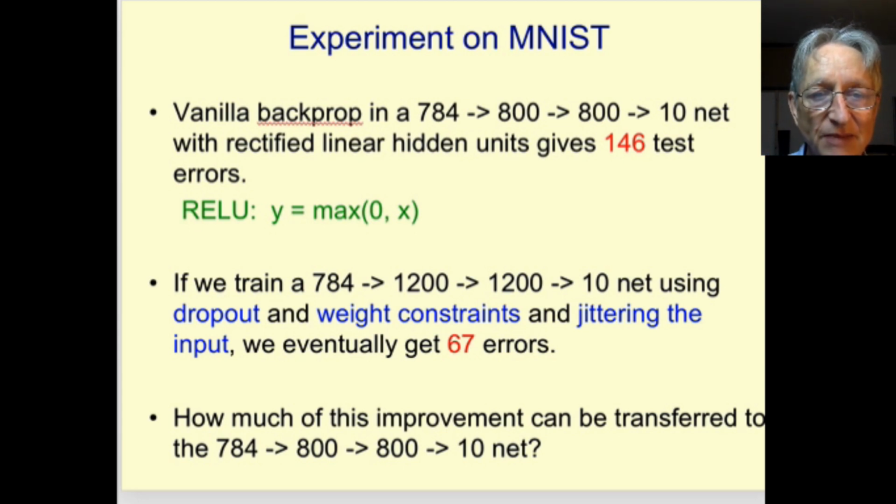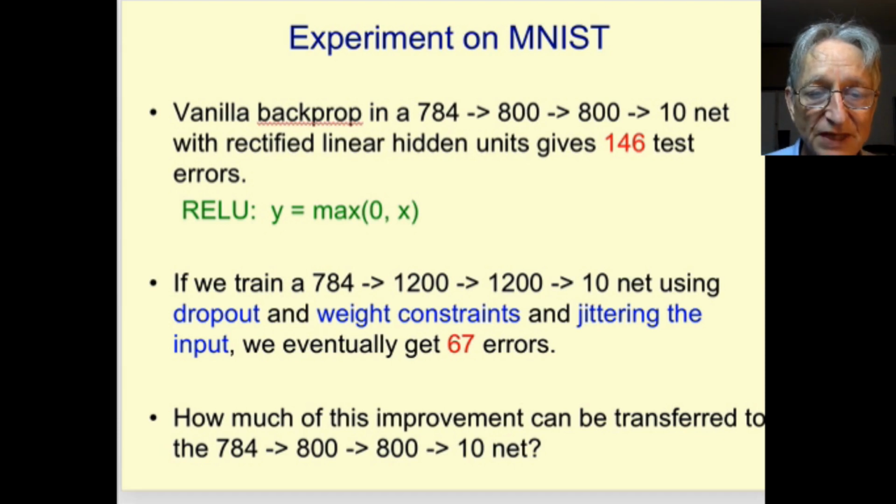I train a vanilla backprop net with 2 layers of 800 hidden units, using a ReLU as a nonlinearity, and it gets 146 test errors. I then train a bigger net with bigger hidden layers and with dropout and with constraints on the weights and with jittering of the input, so all sorts of regularizers, and that gets down to 67 errors. It's about half the error rate.